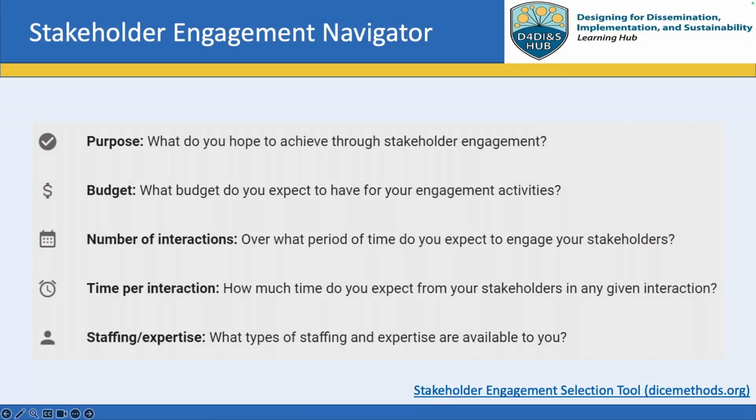Now I'll tell you about one last helpful tool for engaging partners. The Stakeholder Engagement Selection tool is extremely useful when deciding how to engage partners. This tool provides suggestions for specific engagement strategies to use based upon your purpose, budget, what degree of interaction you want or need from your partners, your time constraints, and the staff that are available to work on your intervention. It can be accessed at the website listed on the bottom of this slide.